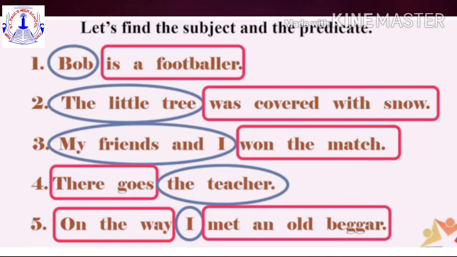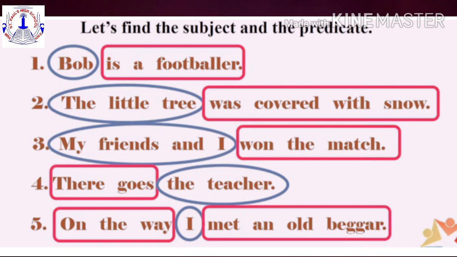Now let's revise what we have learned by solving an exercise. Let's find the subject and the predicate in the sentences. Bob is a footballer. In this sentence, Bob is the subject of the sentence and is a footballer is the predicate of the sentence. The little tree was covered with snow.